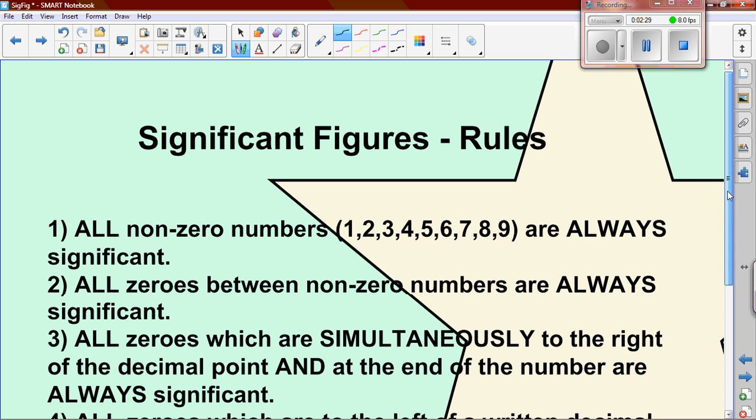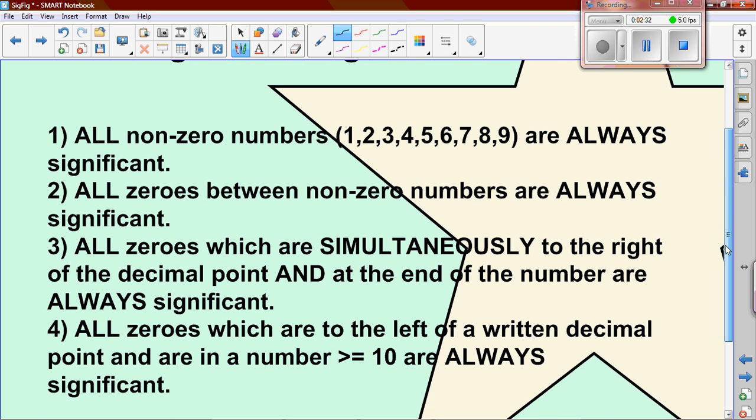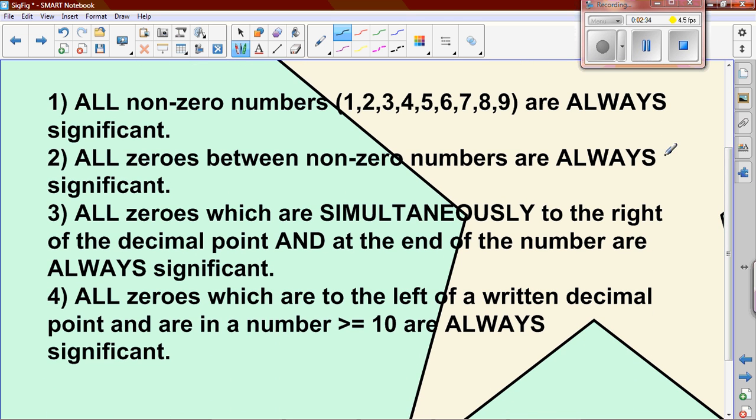Okay, so these are the rules for significant figures, and these are really important for you to know and understand. And so you may want to pause and rewrite these or put them in another place. We'll also follow up with these in class. So we're going to start off with the rules. The basic rule is, of course, if it's a non-zero number, 1, 2, 3, 4, 5, 6, 7, 8, 9, whatever, any non-zero number, that is always a significant number. Done. Any zero that is between non-zero numbers is also always significant.